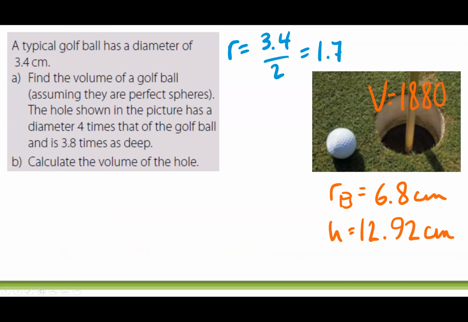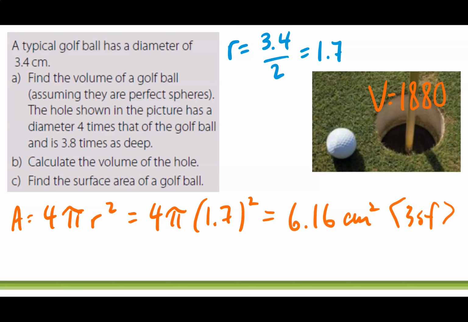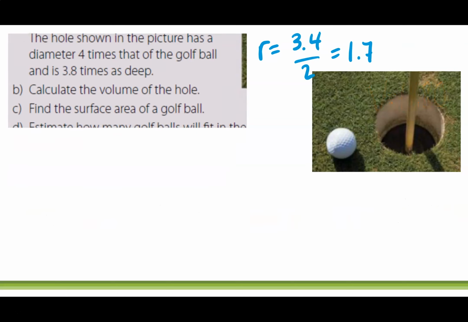Now, I stored that information over here, so I didn't lose track of it. I'm not sure if that's going to come back or not. Find the surface area of the golf ball. Okay, so this is the amount of covering that's on its outside. 4 pi r squared, that's our recent formula. We know that the radius is 1.7. Pop it in there, and it's 6.16 square centimeters, and that's with 3SF accuracy.